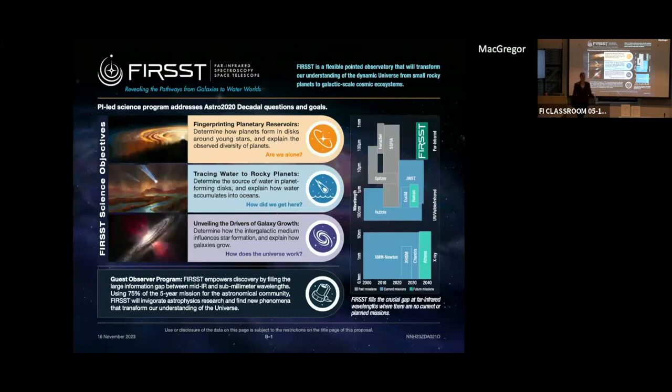So FIRST is a cryogenic 2-meter class telescope. It has 2 instrument suites on it that basically cover everything from 30 microns to roughly 600 microns, both with low resolution and extremely high resolution, up to 10^6, 10^7 at the longer wavelengths, and 10^5 around where the HD line is. And it's a GO observatory. So 25% of the time goes to PI-led science, which is sorted into 3 themes: planet formation, trail of water, and galaxy growth. And then the remaining 75% of the time would go to GO.